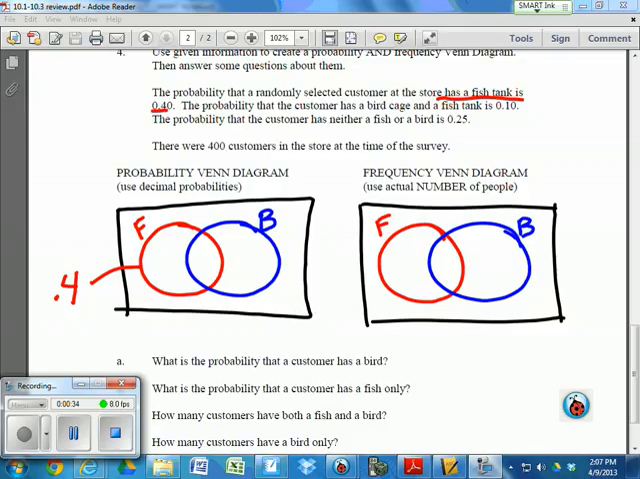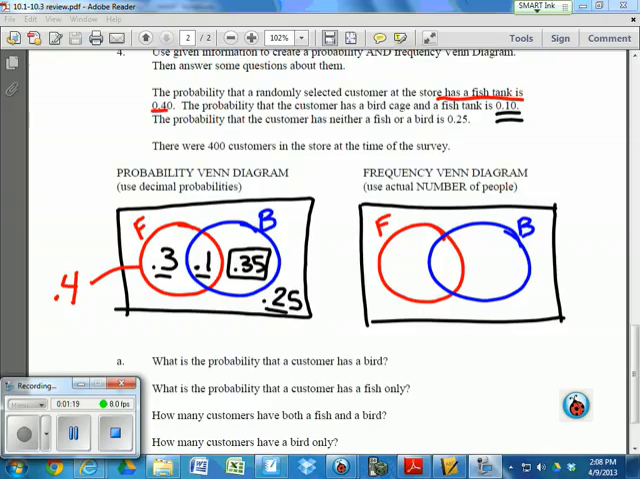Probability that they have both is 0.1. The probability they have neither is 0.25. That goes out there. So how do we figure out the part that has red but not blue? Fish but not bird. 0.4 minus 0.1 is 0.3, period. So what should 0.3 plus 0.1 plus 0.25 plus this missing number all add up to? 1. So what's remaining for the box is 0.35.